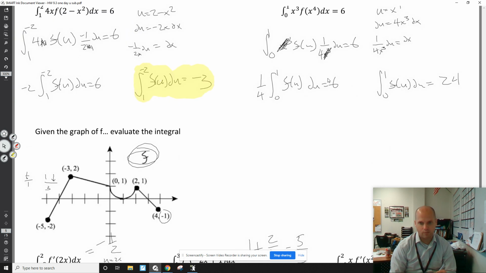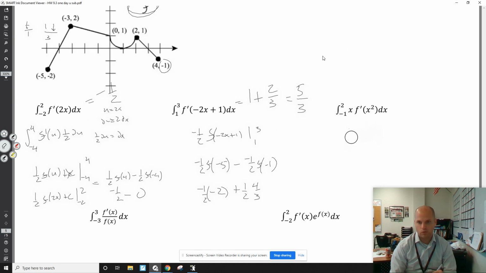The last one I did without using U-substitution. So this one I will use U-substitution. Say I don't know the antiderivative. I still haven't figured it out, Mr. Messner. Okay, let's go through it. U equals x squared. Du equals 2x dx. Dx is 1 over 2x du.